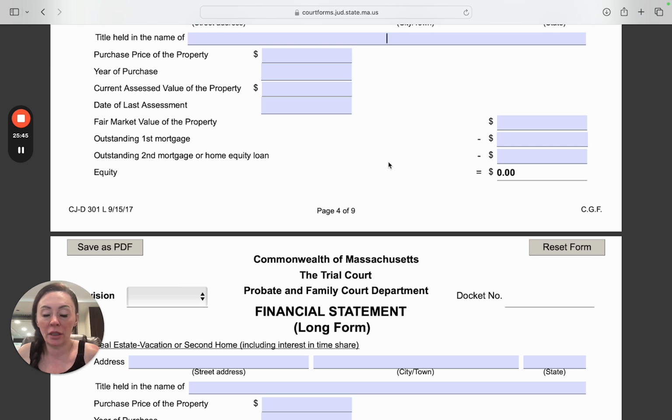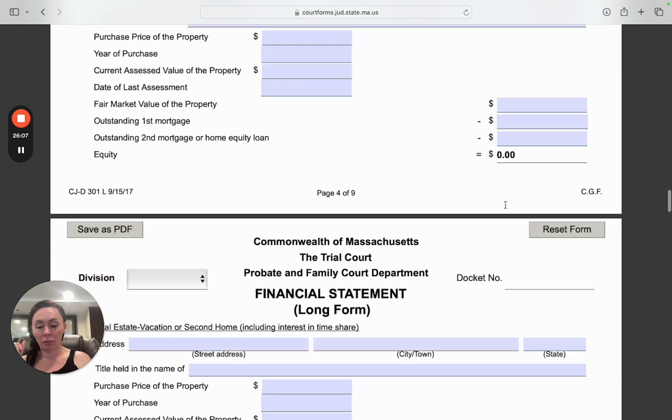If there's a second mortgage, that gets deducted as well. So you will need a copy of your mortgage statement. If you don't have a copy of the mortgage statement, or maybe you don't have access to them, make your best guess. And that will give you a rough idea of what your equity is in the house.